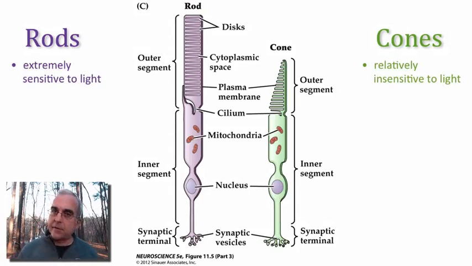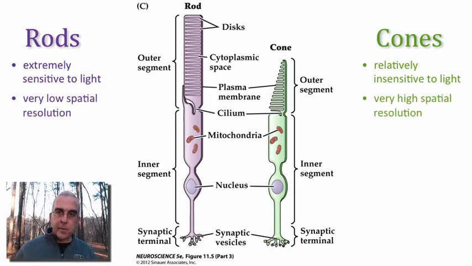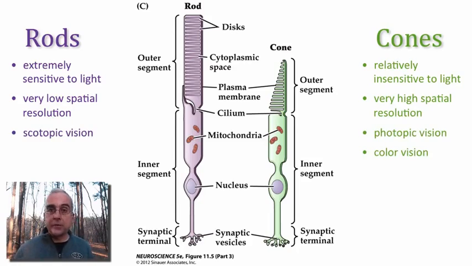Rods are extremely sensitive to light, for reasons that we'll mention in just a moment. Cones, on the other hand, are relatively insensitive to light. Vision, when driven by rods, is characterized by low spatial resolution, and this pertains to the wiring of rods to ganglion cells in the retina. Cones, on the other hand, are associated with very high spatial resolution. Putting these facts together, rods are specialized for very low light levels.